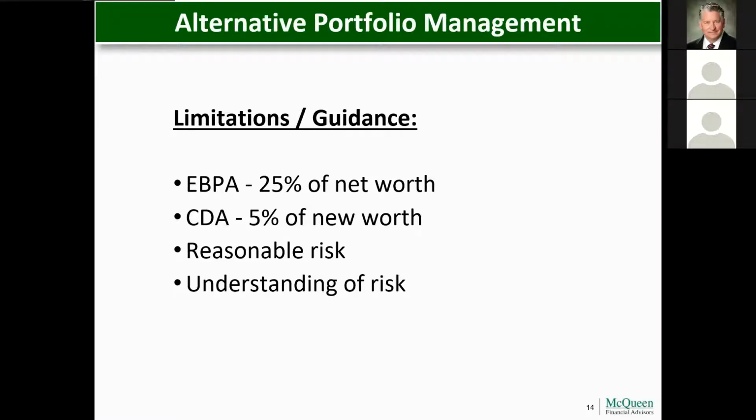Hey, Zach, one question came in on this slide. For that 25% guidance on the EBPA limit, the question is, does this include executive benefit amounts as well, or is it just the alternative portfolio?